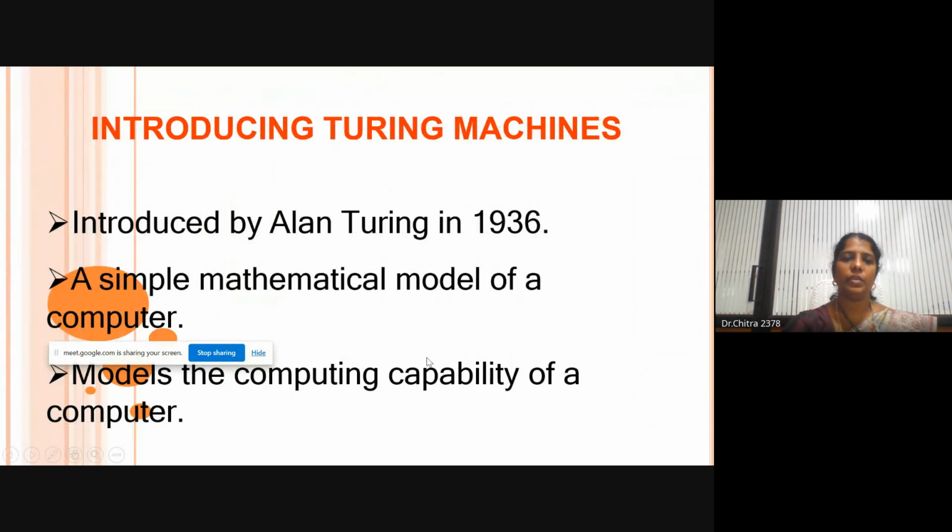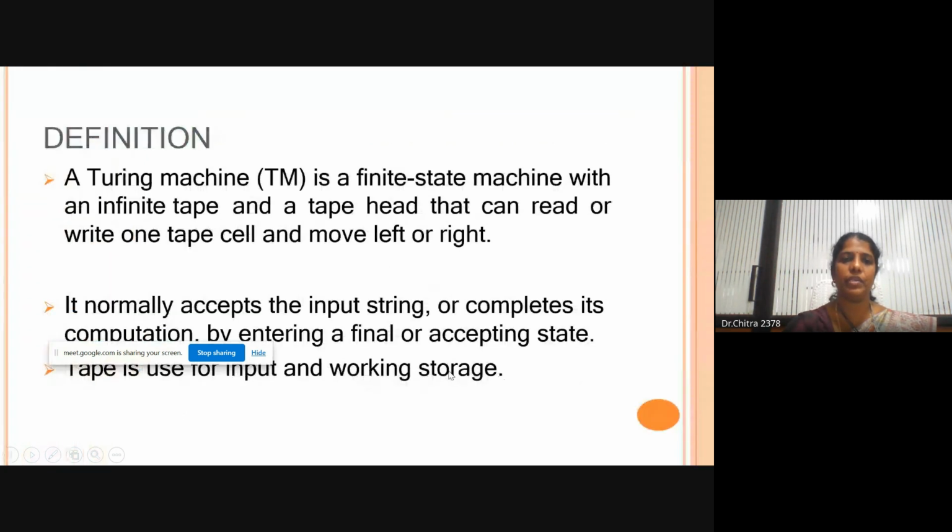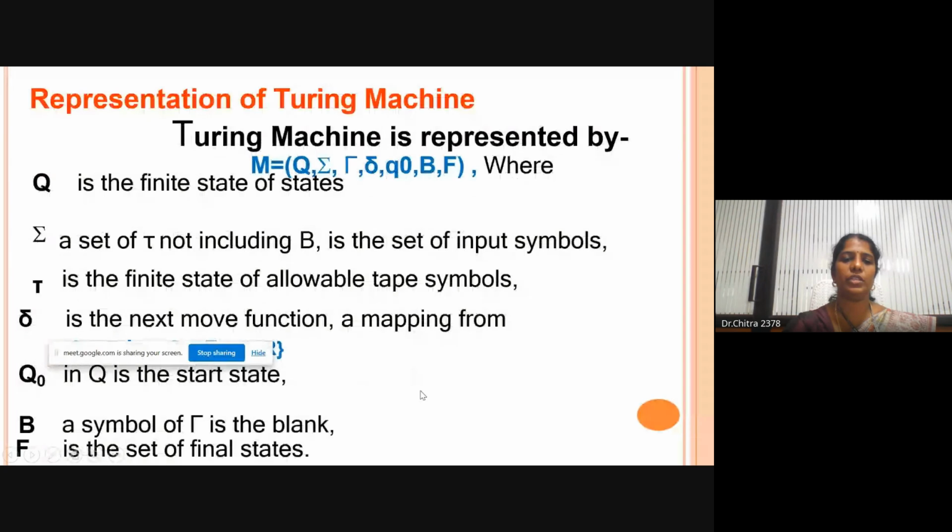We know that the Turing machine was introduced by Alan Turing in the year 1936, and it's the mathematical model for any computation. It models the computing capability of a computer. We know the definition of the Turing machine. Normally, a Turing machine means M = (Q, Σ, Γ, δ, q0, B, F).